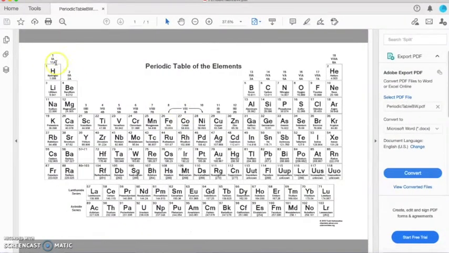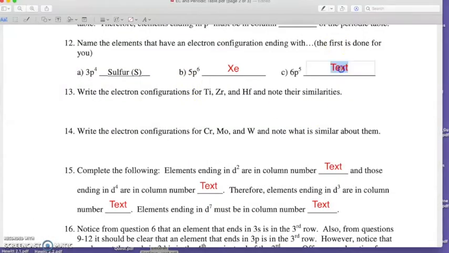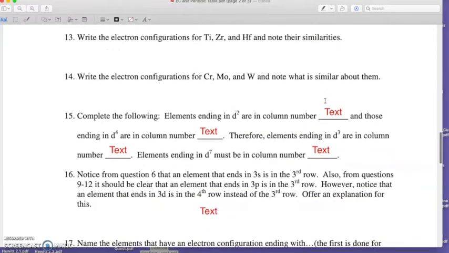6P5. Count down 6: 1, 2, 3, 4, 5, 6. Go to my P's and I count 5: 1, 2, 3, 4, 5. And that's astatine, At. All right, some more configurations.